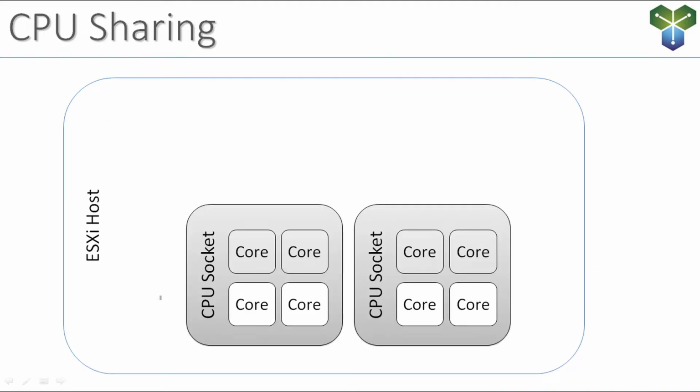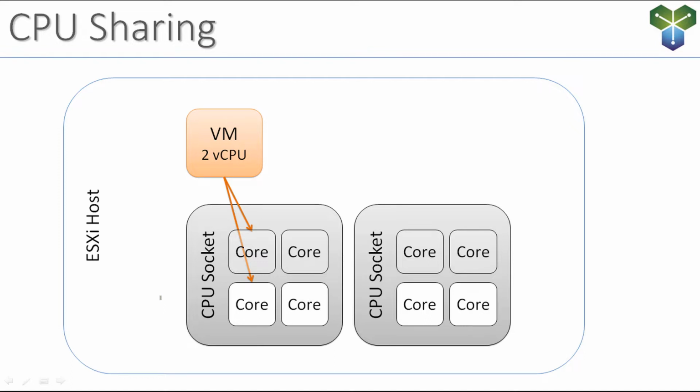So let's start with CPU sharing. Here we see a diagram of an ESXi host, and the ESXi host has two physical processors, two CPU sockets. Each of them is a quad-core CPU, so I have a total of 8 CPU cores. Now I create a virtual machine and configure it with 2 virtual CPUs. Each of those virtual CPUs is going to be assigned to one of these processor cores. So now I can see my VM is using 2 logical processors, using 2 CPU cores on this CPU socket.